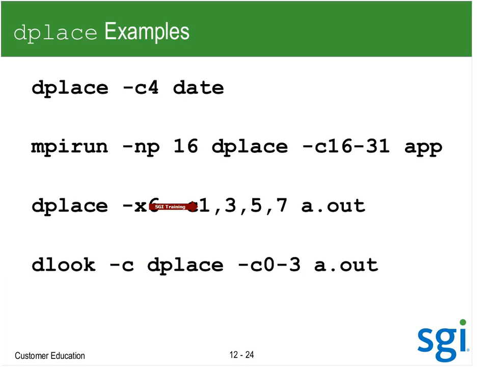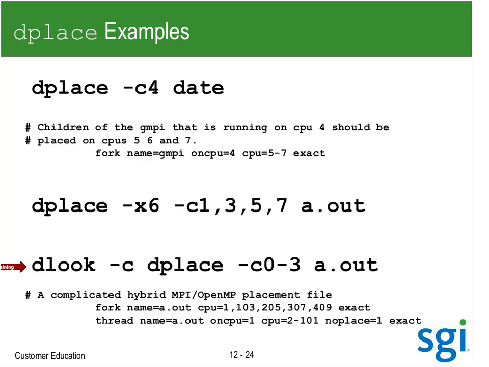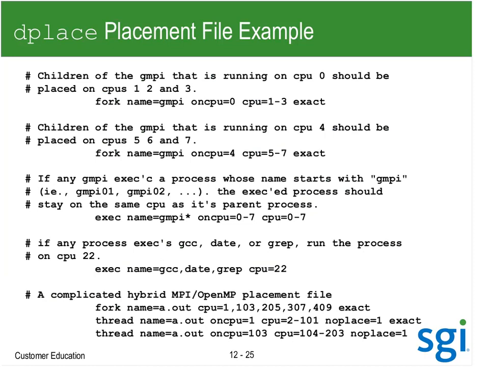And this one's just showing a DLOOK running on something. And I have a DLOOK dash summary available now. Now here's a placement file where I can say anything that's forked off named GMPI that's running on CPU 0 should get placed on CPUs 1 to 3. And some fancier ones down here.